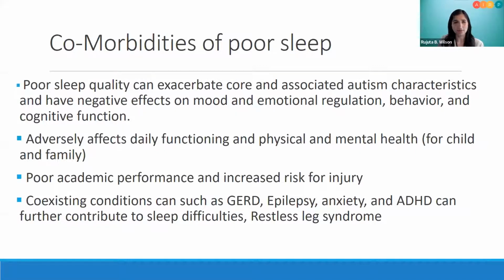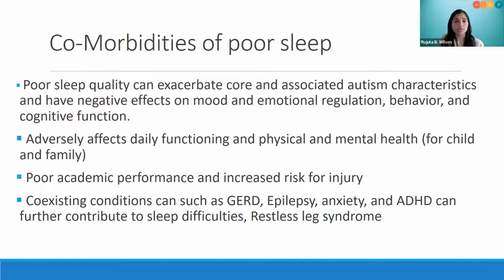And oftentimes when we have a high focus on behavior or on other areas such as attention and regulation, having poor sleep can really impact those areas. And so as I noted, this poor sleep can adversely affect your daily functioning and your physical and mental health. And I should really say not just for the child, or I should say individual, because we're also talking about adults, but also for the family who's trying to support this individual.